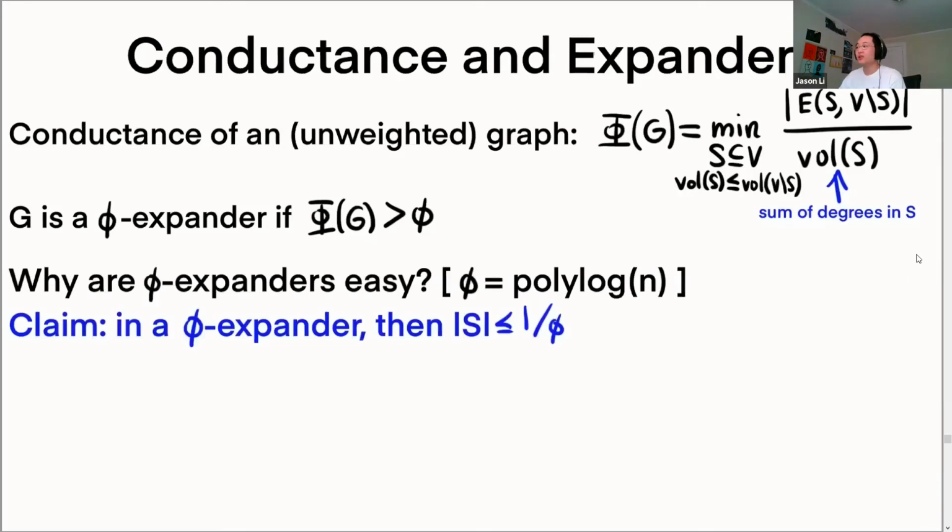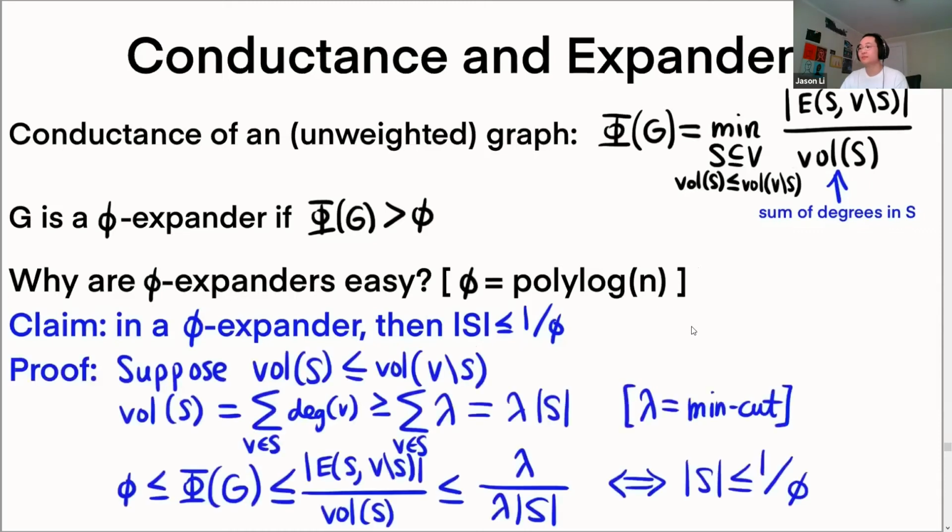Now I want to prove the following claim I stated before, which is essentially that for the min-cut problem, expanders are easy. The claim, precisely, is that if the graph is a phi-expander for some phi, let's say 1 over polylog n, then the smaller side of any min-cut has size at most 1 over phi. The proof is going to use this conductance property. Let S be the min-cut, and suppose without loss of generality that the volume of S is smaller than its complement.